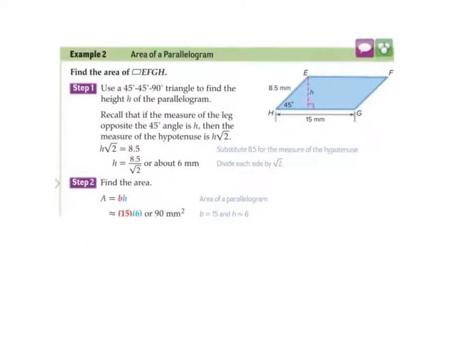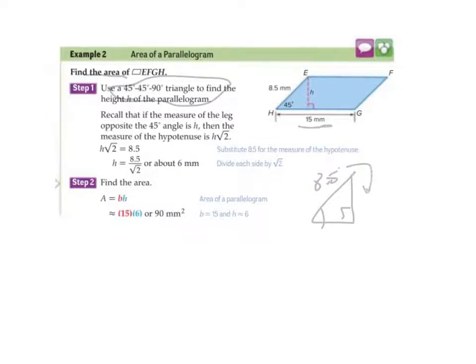Okay, so we're moving straight on to example 2, and again look at what you've got. Straight away you've got one of these special right triangles, 45, 45, 90. Well, first of all, you need to find the area as well. So that's base times perpendicular height. So we know it's going to be the 15 times something. And if you take the fact that you've got a 45, 45, 90, and this is 8.5, remember that trick.